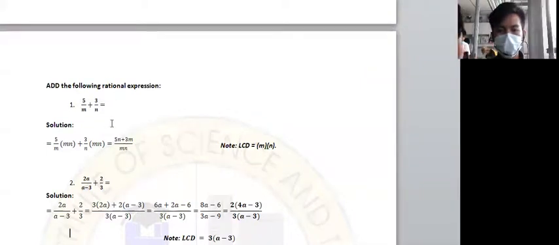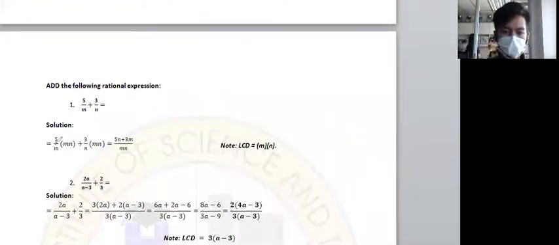Ito na po. m multiplied by n is equals to mn. Then we need to multiply mn to our rational expression 5 over m and 3 over n. So maglalagay po ako dito ng draw para makita nyo po. So cancel na po natin to. 5 over m multiplied by mn. So cancel po natin yung m. Matitira na lang po 5 times n is equal to 5n.